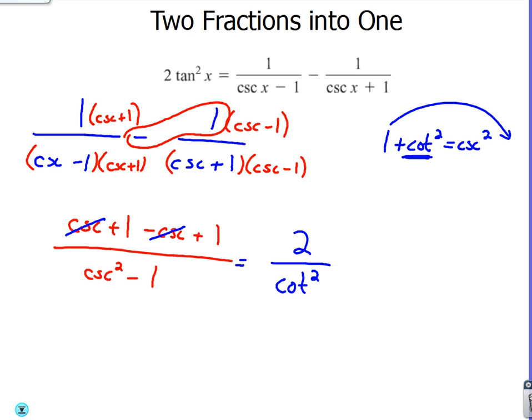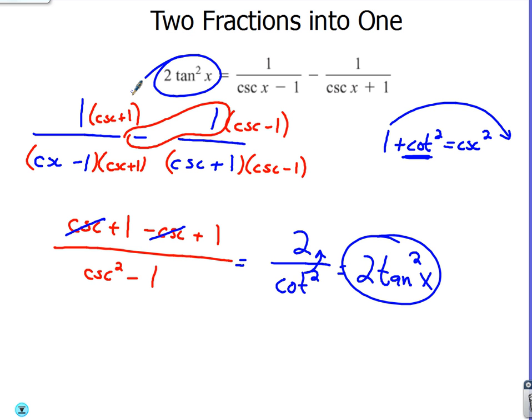So let's go back up here. 2 over cotangent squared. Move that to the top. That'd be 2 times tangent squared, which is what you're trying to prove. That stuff is equal to 2 times tangent squared.